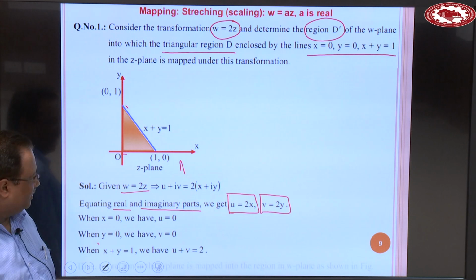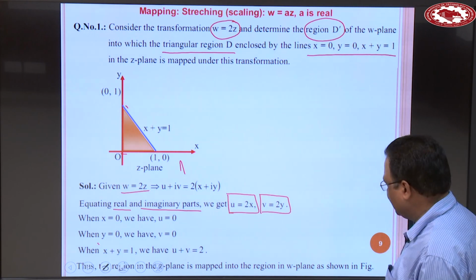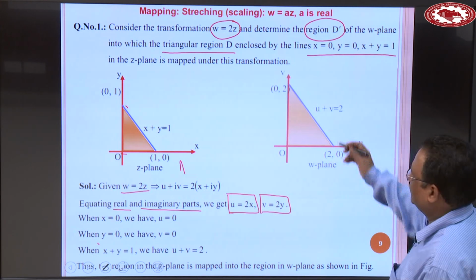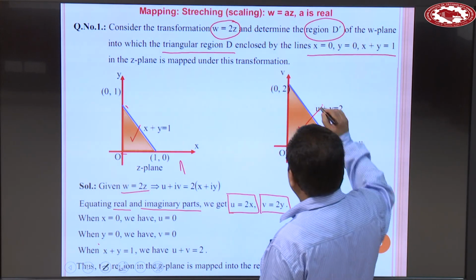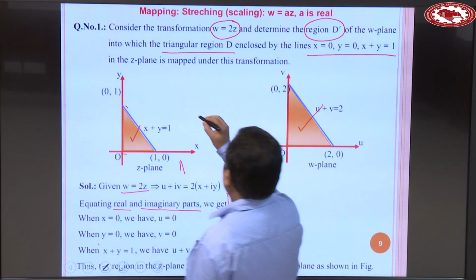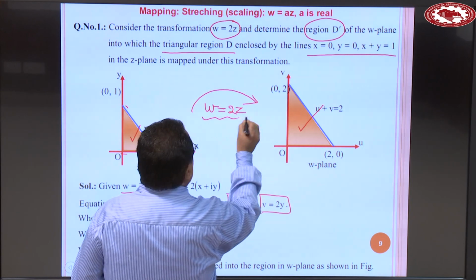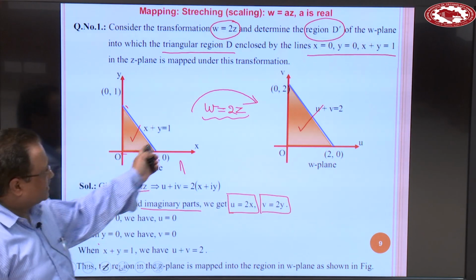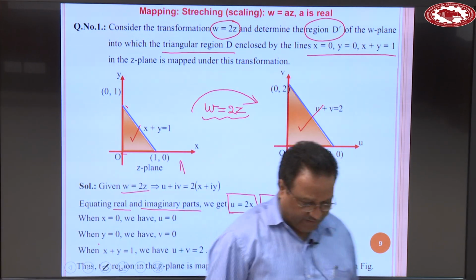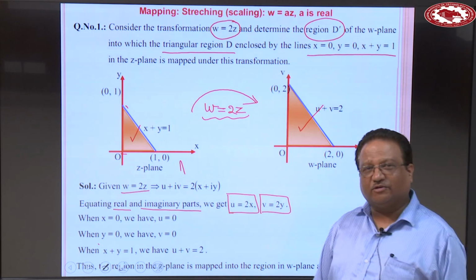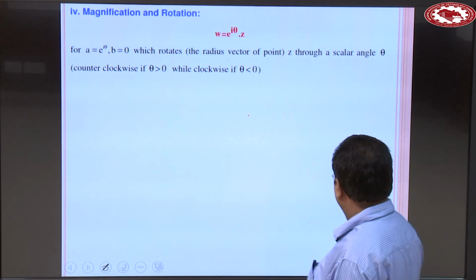Now draw the shape. Okay. So thus the region in the z plane is mapped into the region in the w plane as shown in the figure. This region is transformed into this region under the transformation w is equal to 2z. Okay. You should definitely solve some problems of this type of transformation, right. Now the next one is magnification and rotation.